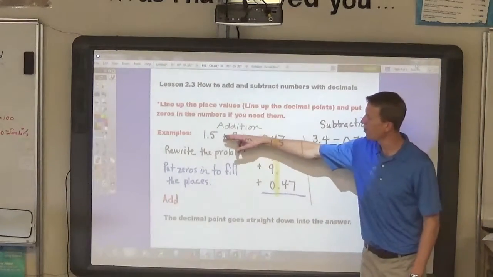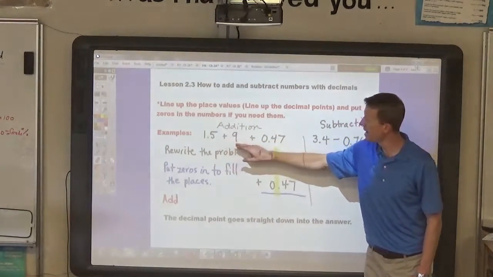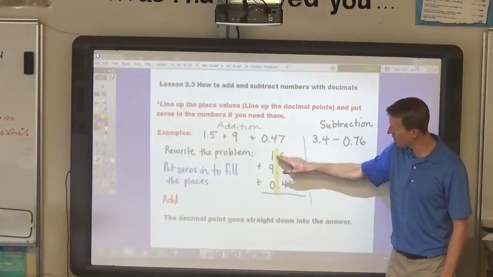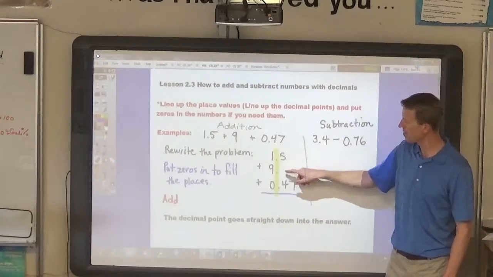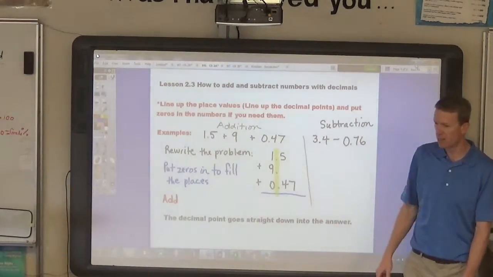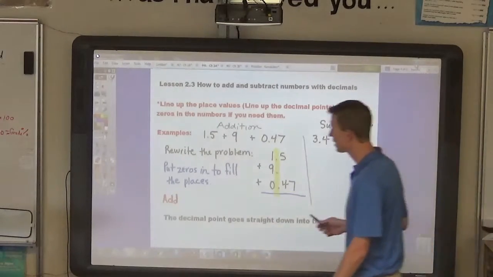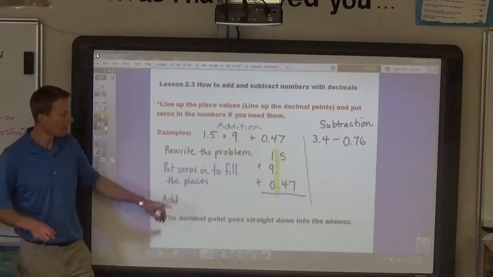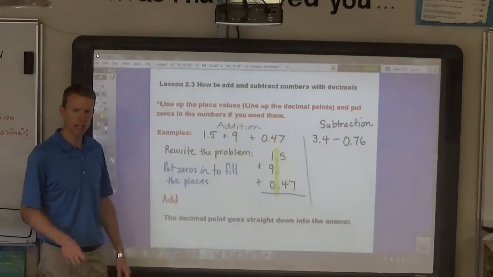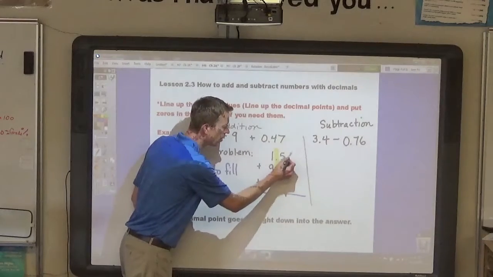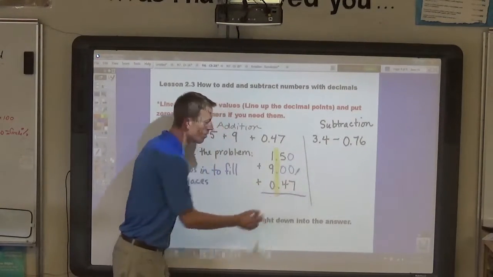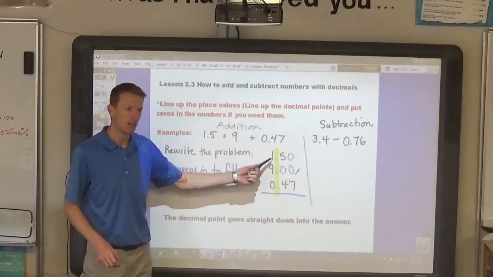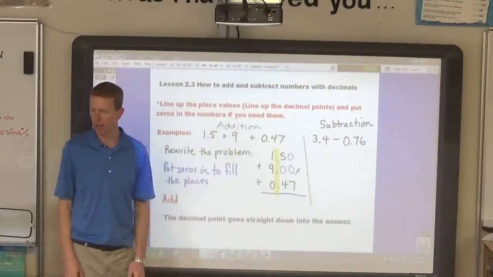So if we were writing this addition problem, 1 5/10 plus 9 plus 47 hundredths. You write them all up so that the decimal points are in a line. Now, there's some blank spaces there. So, what we have to do next is fill in those blank spaces with zeros to hold those places so that we can use those places when we are adding. We have to take all of these numbers to the hundredths place. Now remember, that doesn't change the value of the number. As long as those zeros are to the right of the decimal point, it doesn't change the value.